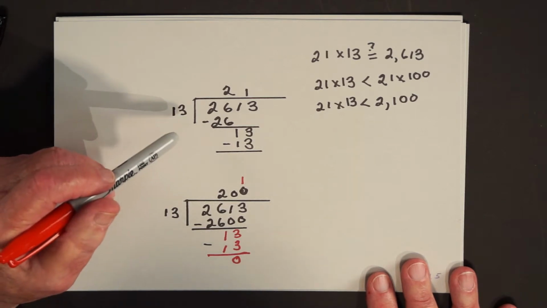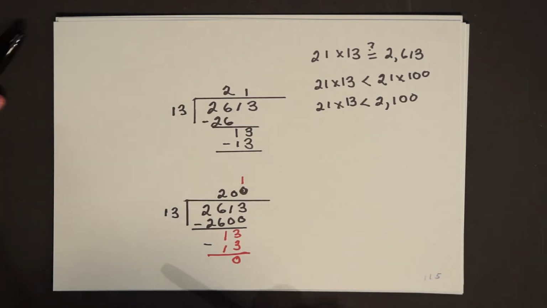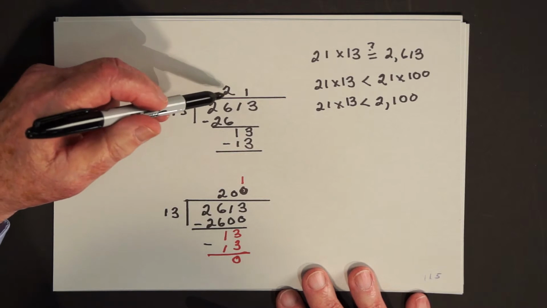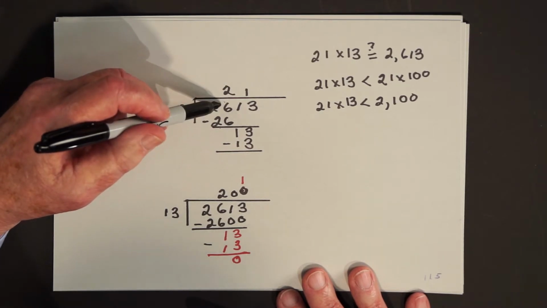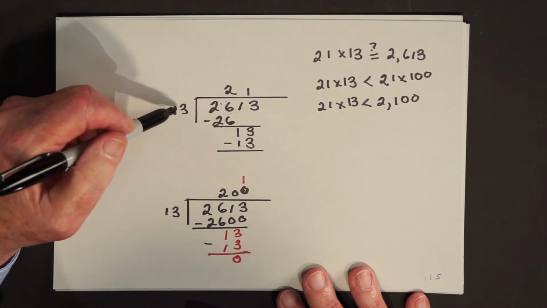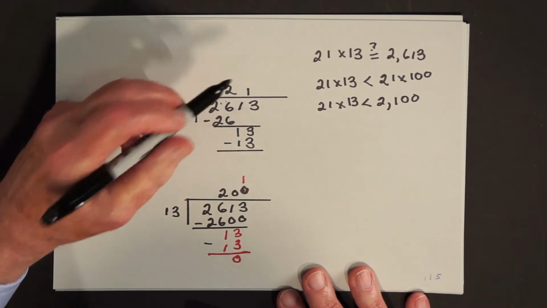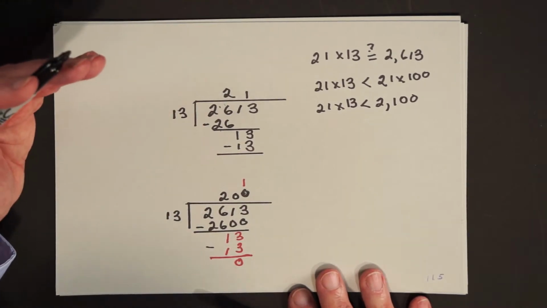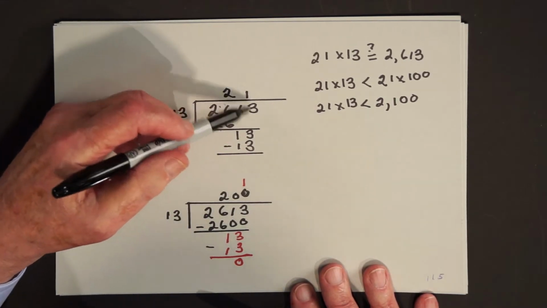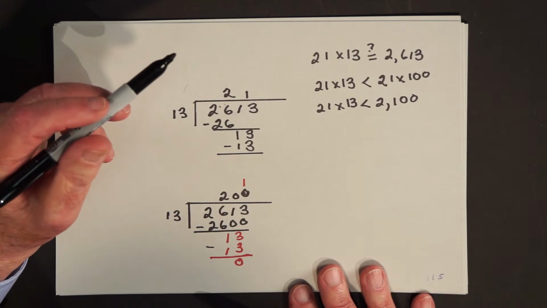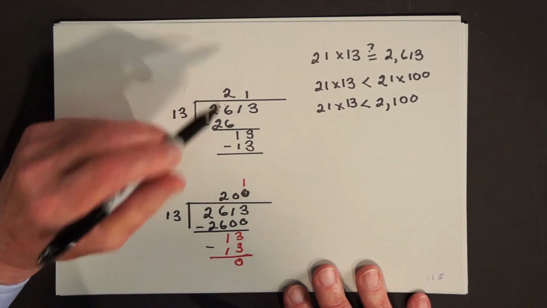For example, let's look at the problem 2,613 divided by 13. I've had students do this. 13 goes into 26 twice. I'll subtract the 26, there's nothing left. I'll bring down the 13. 13 goes into 13 once. The answer is 21. Now, if the student is memorizing, why should he think there's anything wrong with this? But here's what you want the youngster to see.